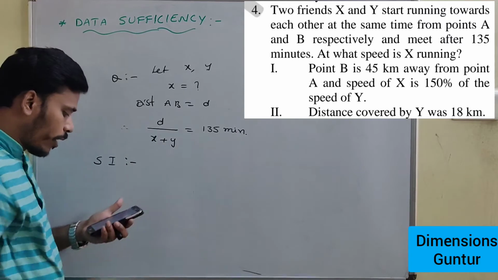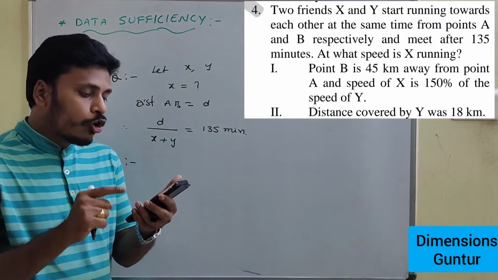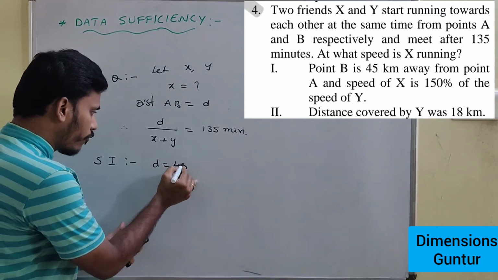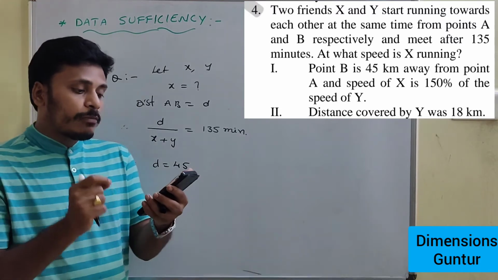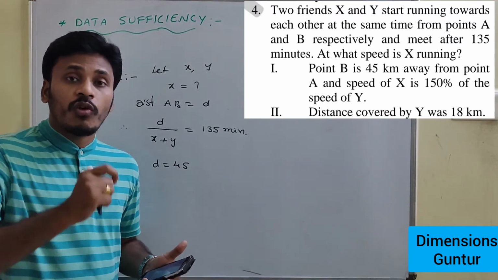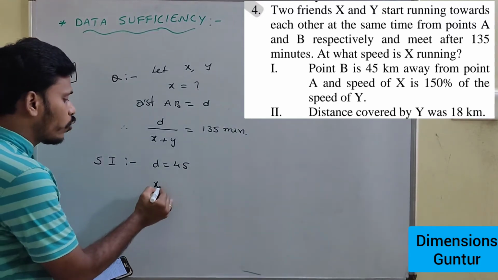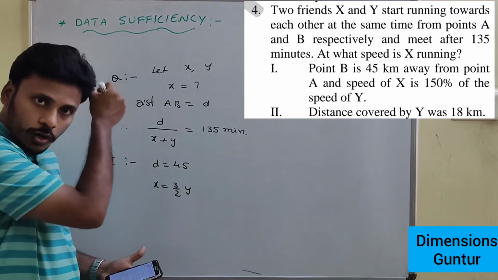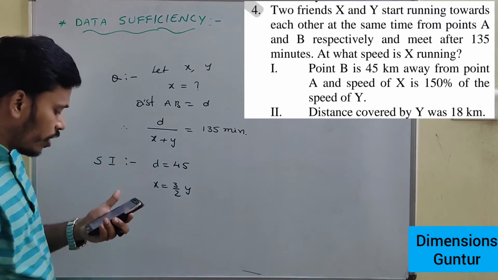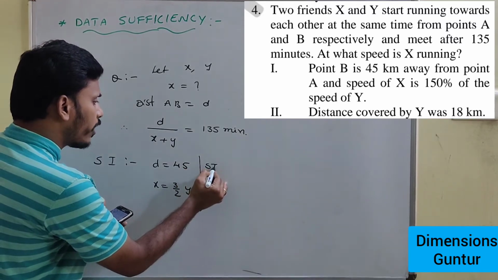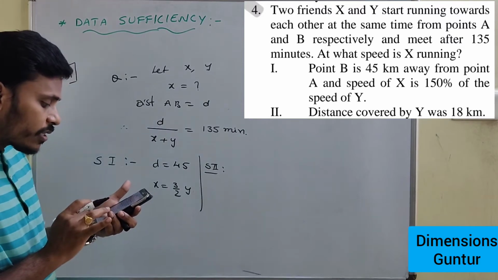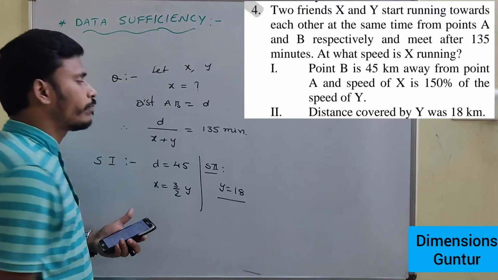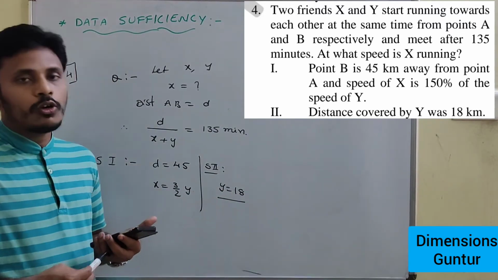Now you just think about statement 1. Point B is 45 kilometers away from point A. Okay, in a sense the distance is given as 45, and speed of x is 150% of the speed of y. 150%, 150 by 100, 3 by 2. So x is equal to 3 by 2 y is also given. So statement 1 contains two values: D is equal to 45 and x is equal to 3 by 2 y. Okay. Then what to say about statement 2? And here statement 2 is distance covered by y was 8 kilometers. Y is equal to 8 kilometers is given.